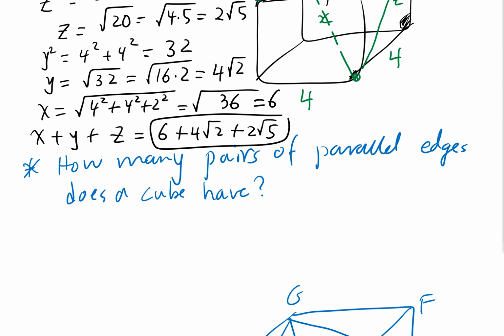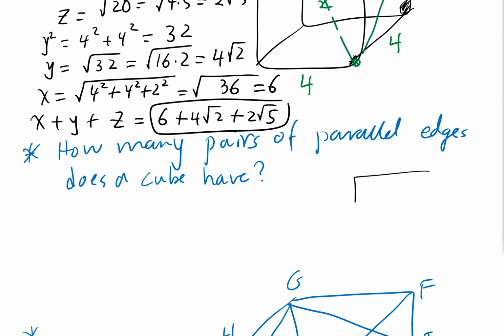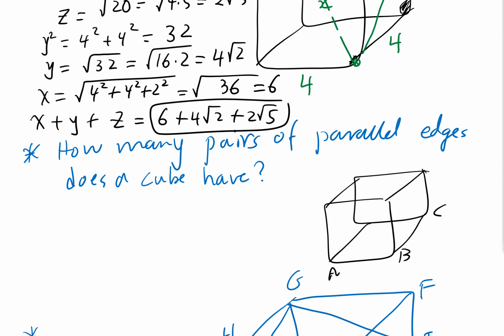How many pairs of parallel edges does a cube have? The best thing to do is to draw a cube like this, label it A, B, C, D, E, F, G, H. So how many pairs are parallel? How many did you guys get?